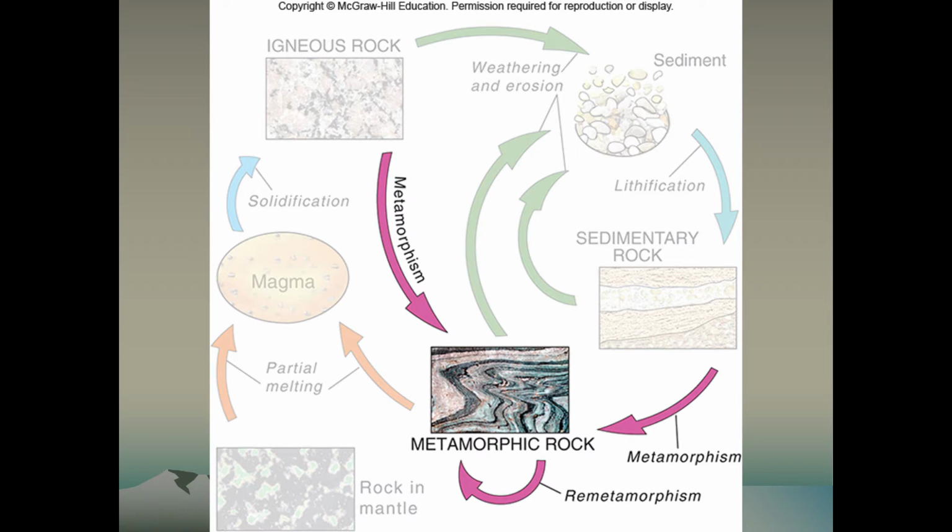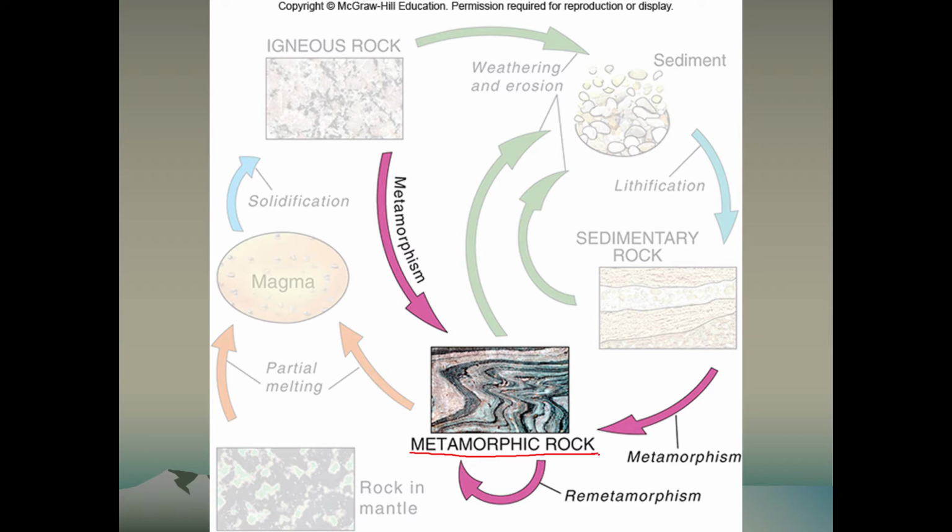Chapter 7, Metamorphic Rocks. So here I have a little version of the rock cycle. I don't know if I put this in any of my previous video lectures, but hopefully now you've got a good idea of what the rock cycle is. This is basic science stuff you should have known before this class, but just to remind you, you can get any rock type from the other rock types depending on what you do to it.